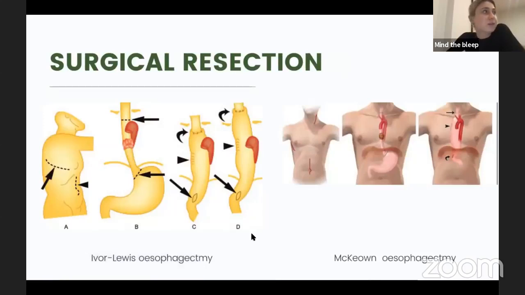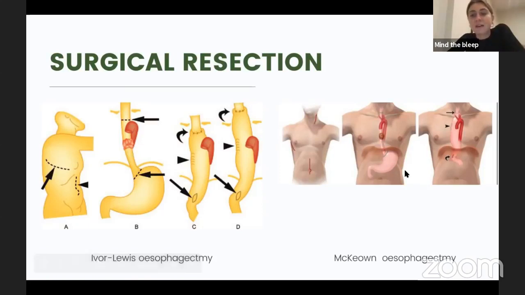The surgical options include Ivor-Lewis esophagectomy. So just briefly, you have this right thoracotomy, laparotomy, and then you excise this part of the esophagus, you excise the top of the stomach and all the lymph nodes, and then you pull it up and create a conduit.